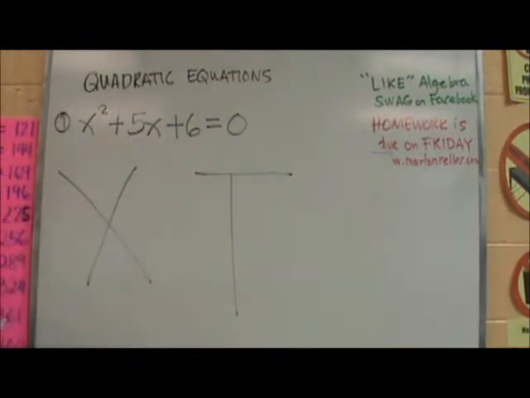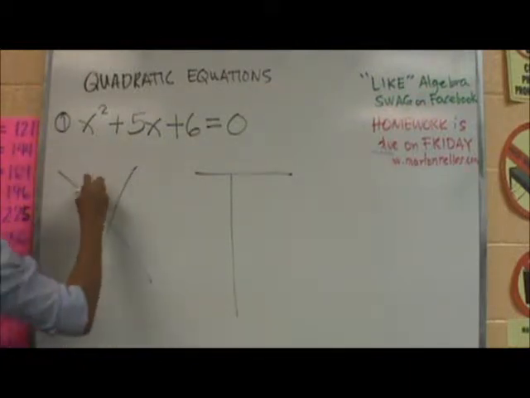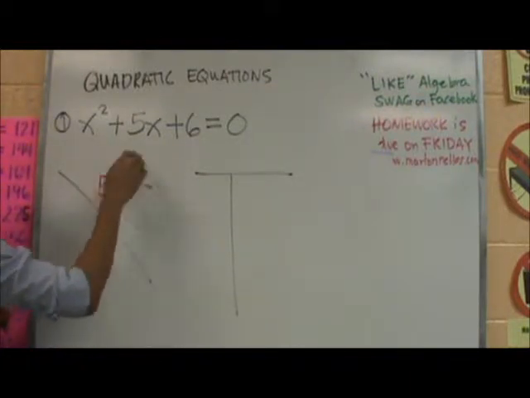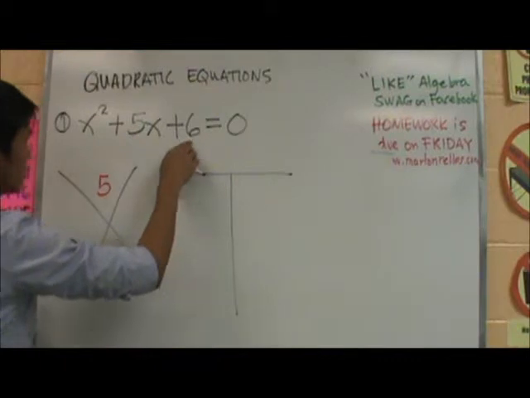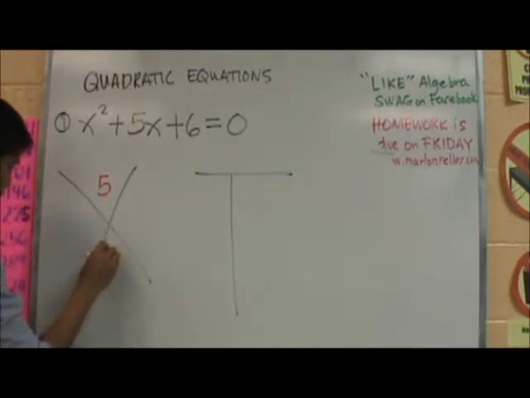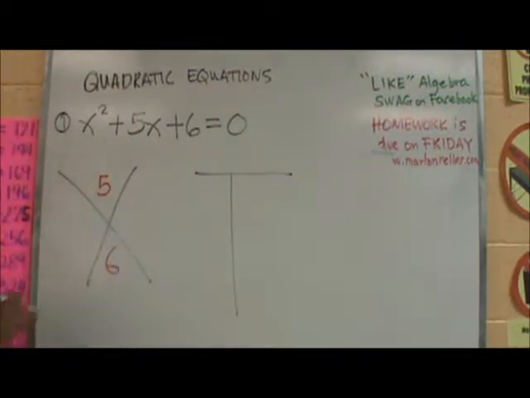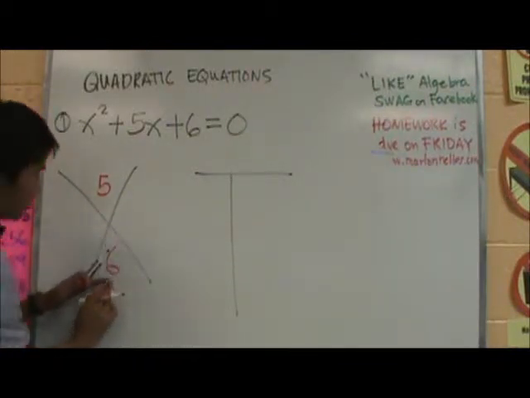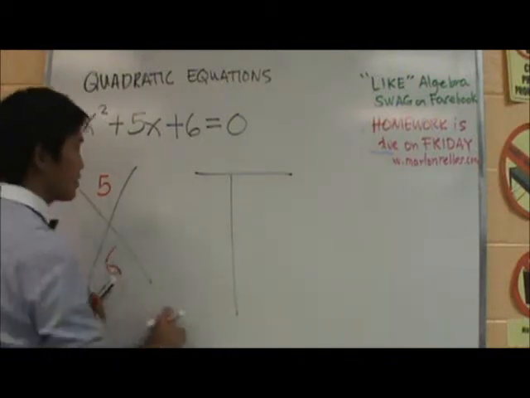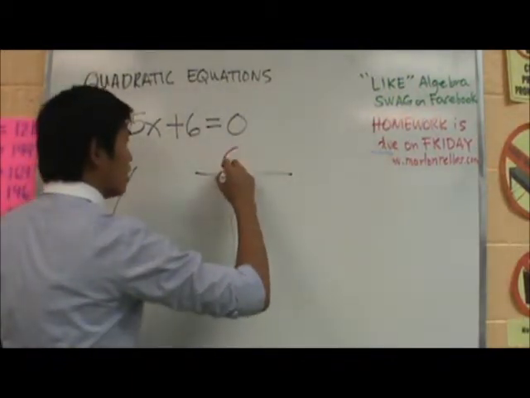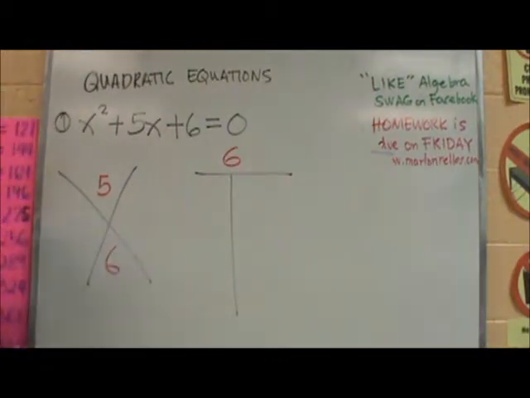the numerical coefficient of the middle term, 5, on the top, while the last term, which is the constant 6, is going to be in the bottom. Before we solve this, we need to use that bottom number 6 to list all the factors of 6.